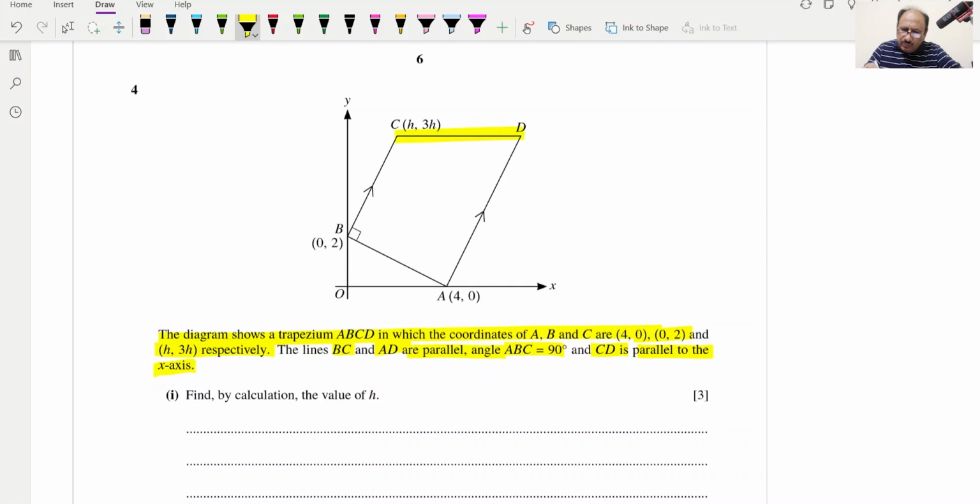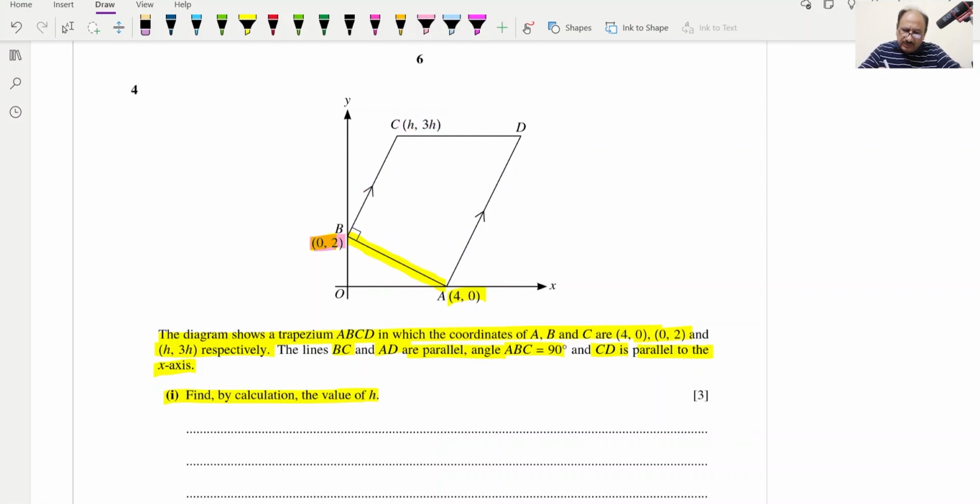This CD is parallel to the x-axis, and find by calculation the value of H. So what will be our strategy? We will utilize this information that this line is perpendicular to this line, and for the AB line or BA line we have both the points, and we can find the gradient, and this other line is perpendicular to the BA line. So from the gradient of BA we will find the gradient of BC, and then we will use these 2 points and the gradient to find the value of H.